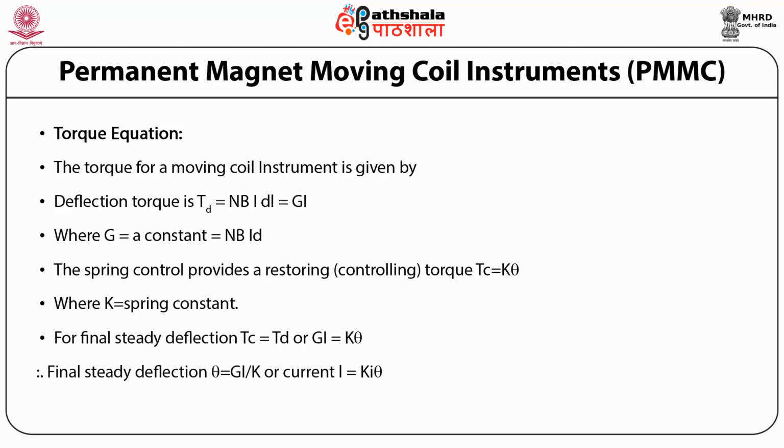For final steady state deflection, Tc is equal to Td, or Gi = kθ. Therefore, the final steady state deflection is given by θ = Gi/k, or current I = Kiθ, where Ki = k/G, which is a constant.